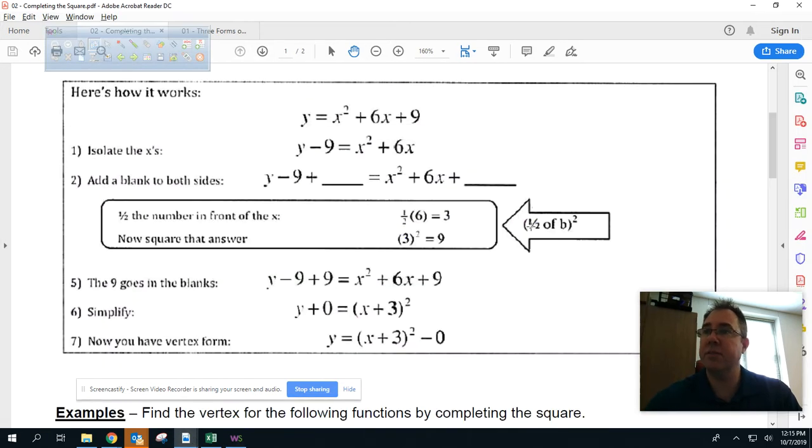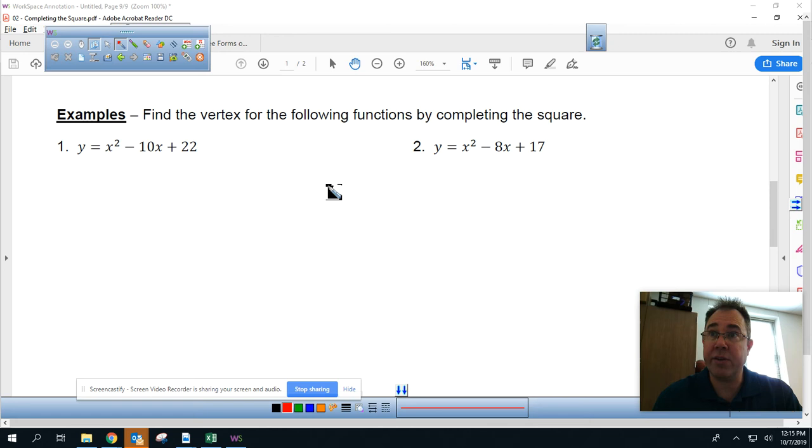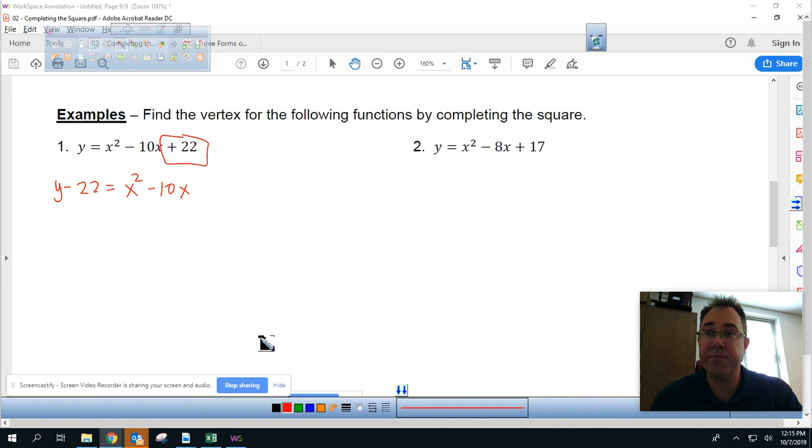So let's practice this. Find the vertex for the following functions. This is non-calculator, so we have to be able to do this one quick way. So let's first go through the process. We're going to move our number 22 to the other side. So we're going to get y minus 22 equals x squared minus 10x. Pause this video if you get lost or you get a little confused or you want to see it again. Okay. All right, what we are going to do now is complete the square.